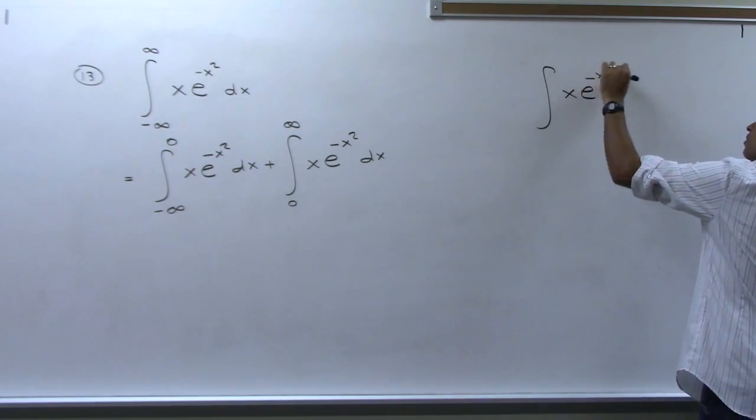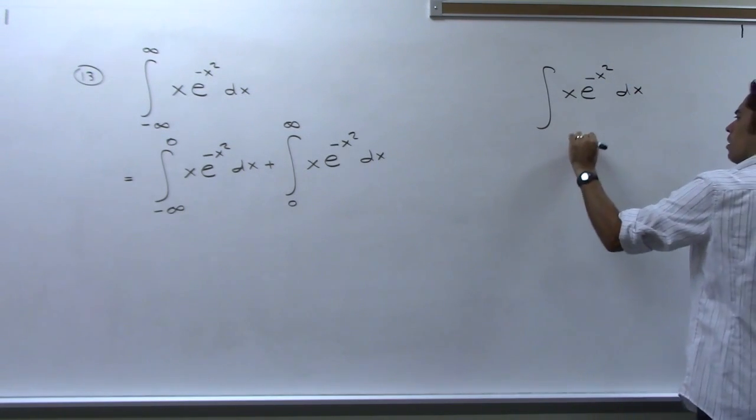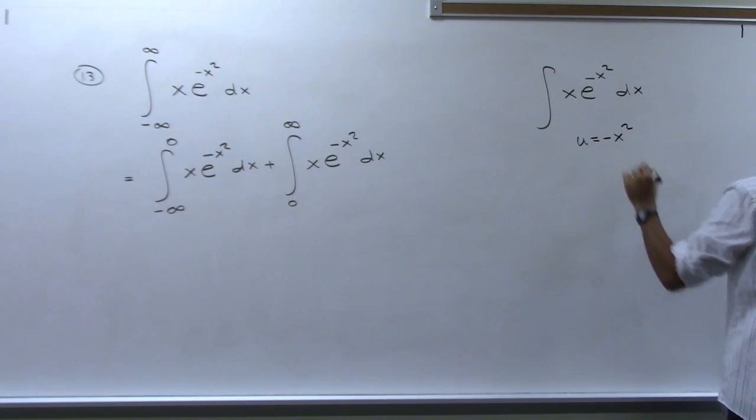This is a basic u sub. U is negative x squared.